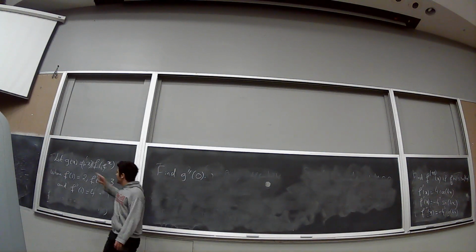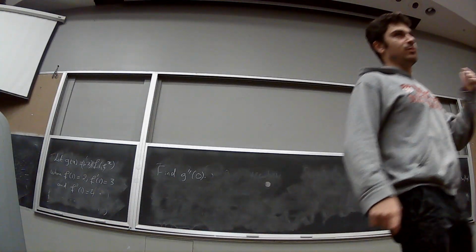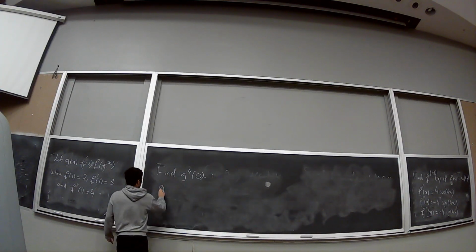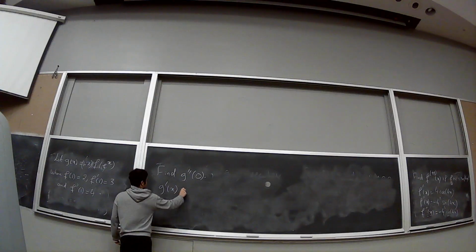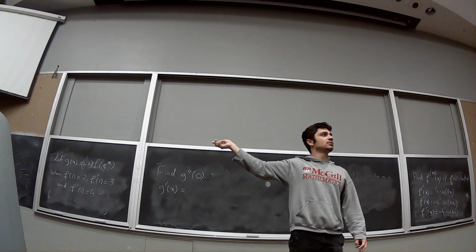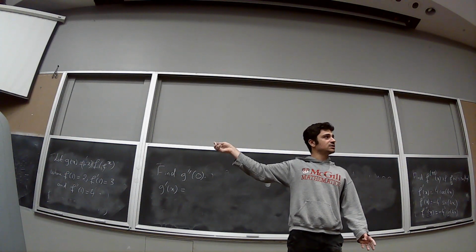So what do I have to do here to find g double prime of 0? I need to differentiate g once, and I need to differentiate it twice. You guys see this or not? So differentiate g, what do you get? What do I use here? I have to use a product rule, right? Who wants to help me differentiate g?